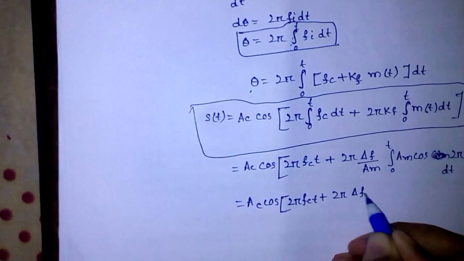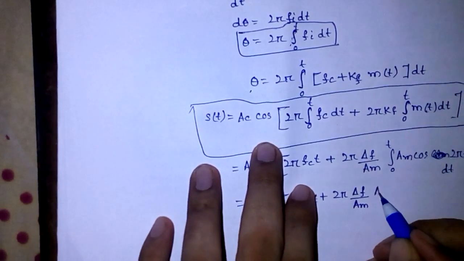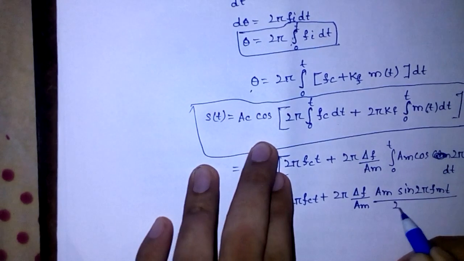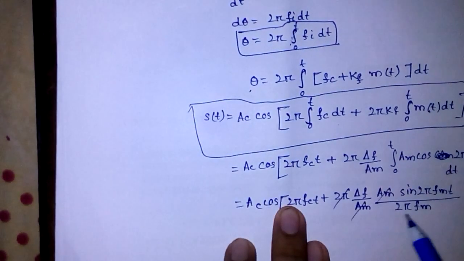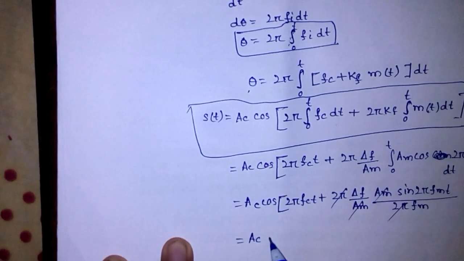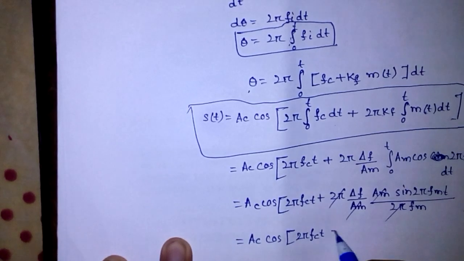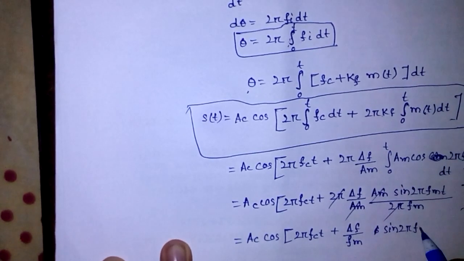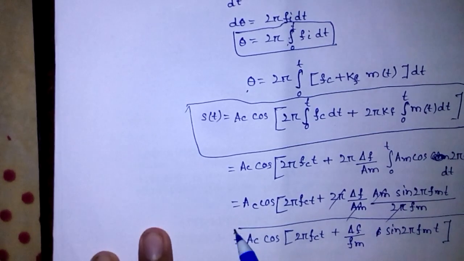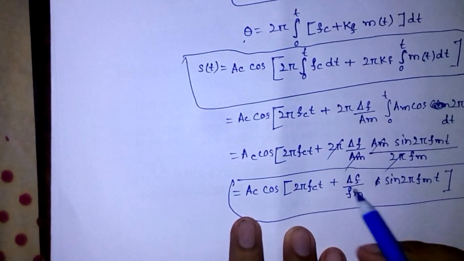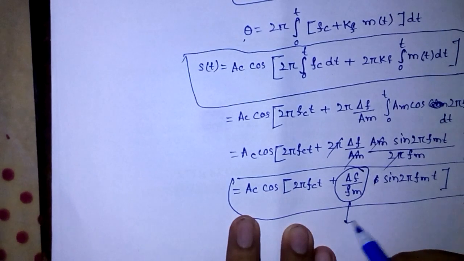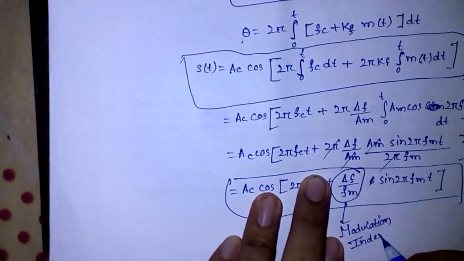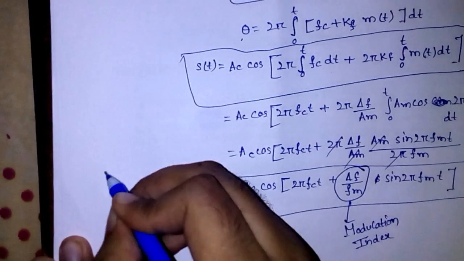Two pi del f divided by Am. The integration will give us Am sine of 2 pi fm t divided by 2 pi fm. So this 2 pi and this Am will cancel out, and the remaining term is del f divided by fm sine of 2 pi fm t. So this is the equation for FM modulation. Now what about this term del f divided by fm? This term is called the modulation index, or the depth of modulation. We can write it as beta.